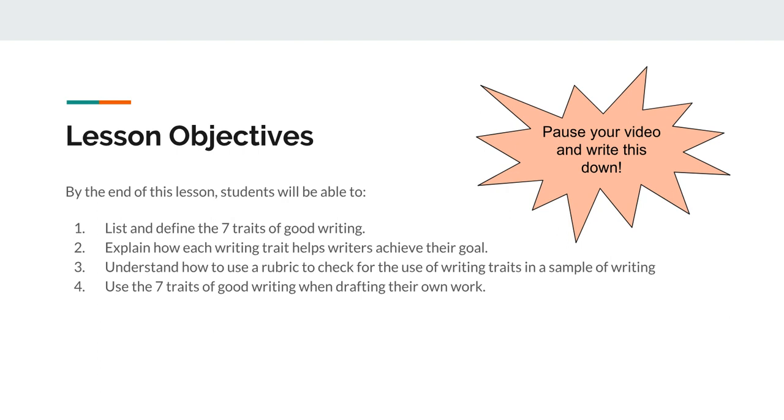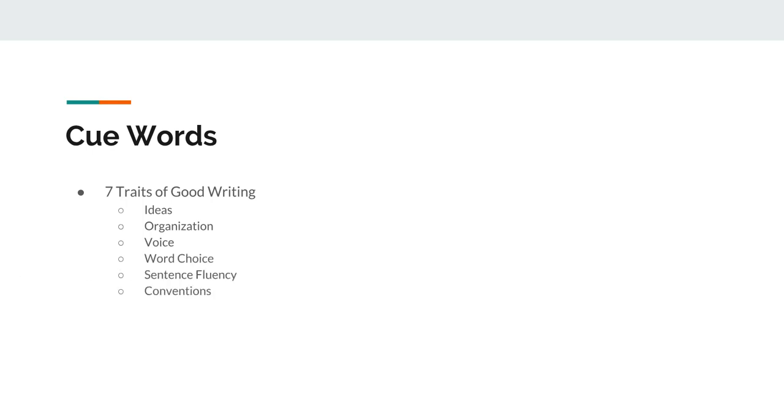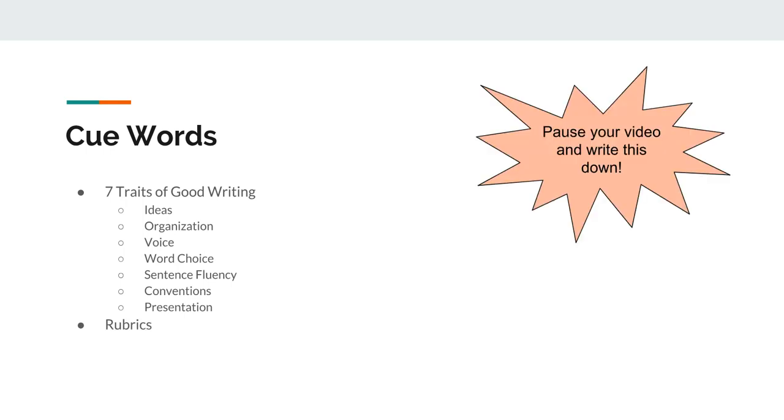Make sure you pause your video and write your objectives down in your notes. Your keywords for today are 7 traits of good writing, including ideas, organization, voice, word choice, sentence fluency, conventions, and presentation, as well as rubrics. Again, pause your video and make sure you put your keywords down in your notes.